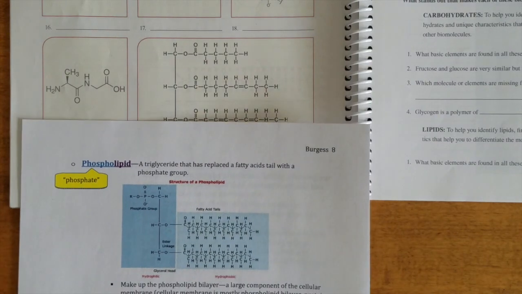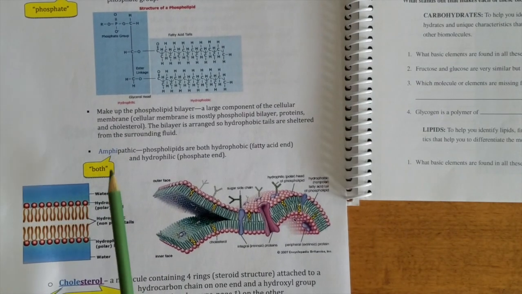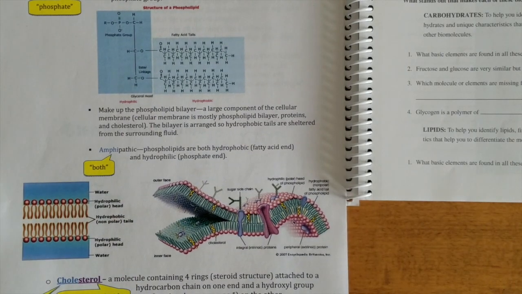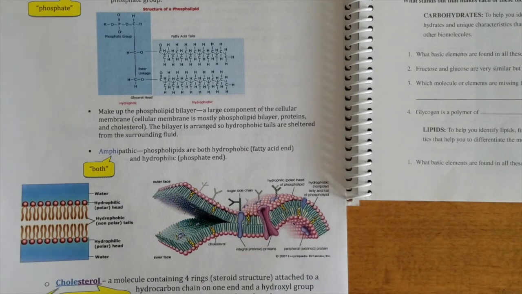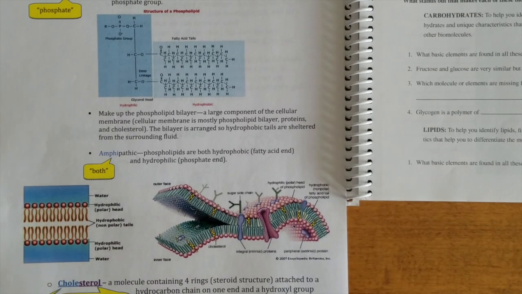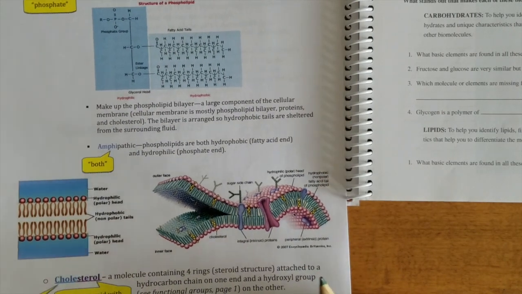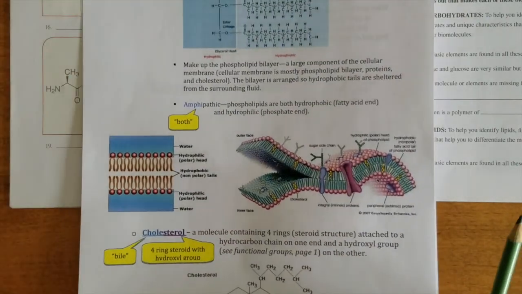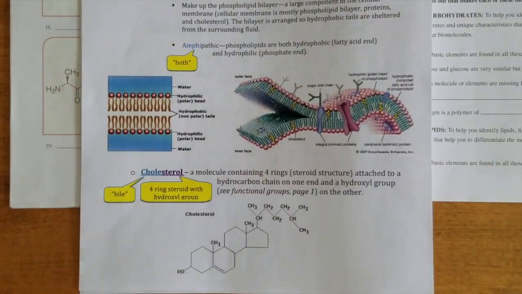So phospholipids are special because they are amphipathic molecules. Amphi means both. Think of an amphibian. Amphibians like both water and land. So amphipathic molecules are hydrophobic on one end, meaning that they repel water, and hydrophilic on another end, meaning that they attract water. And this is special because phospholipids make up a large majority of our cellular membrane. They actually form what is called the phospholipid bilayer, bi meaning 2.